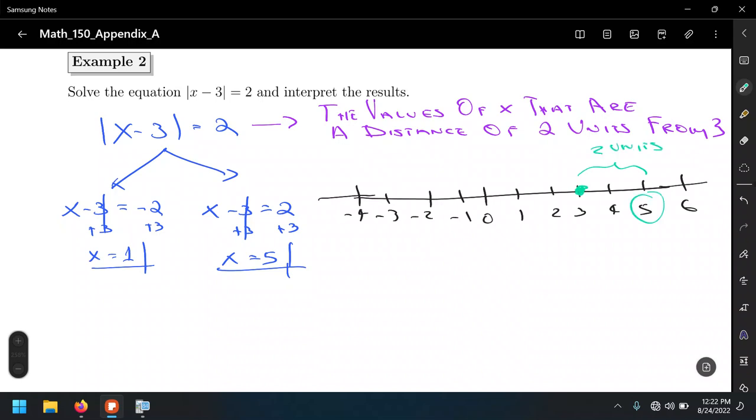Isn't 5 one of the solutions to the equation? But we can also move 2 units in the opposite direction. That's 2 units, and we get back to 1, isn't it? The other solution to the equation.